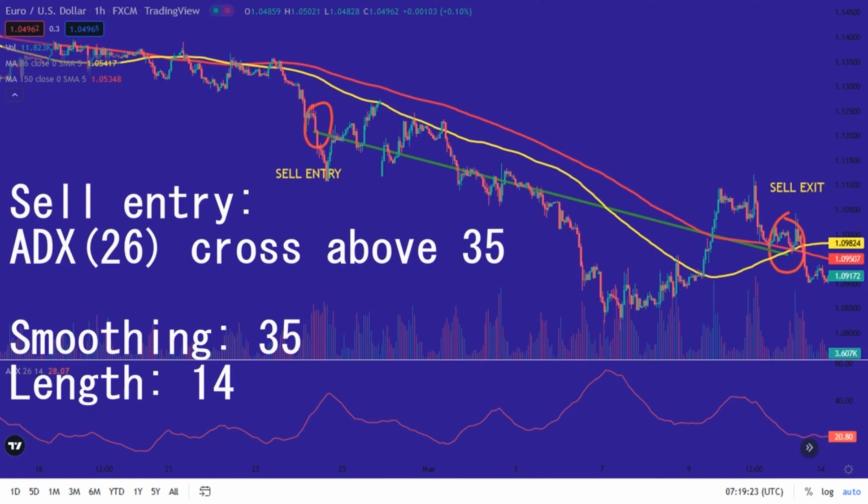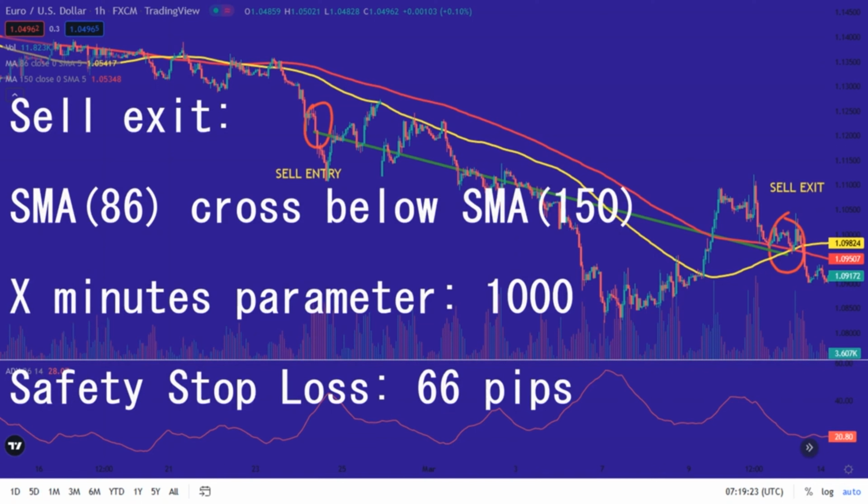It is really important, so make sure that the price action part is fulfilled as well. So the candle closed above that. Now, what is the sell exit condition? The sell exit condition will be based on 3 conditions. The main condition is the crossover, then the X minutes parameter, then the stop loss.